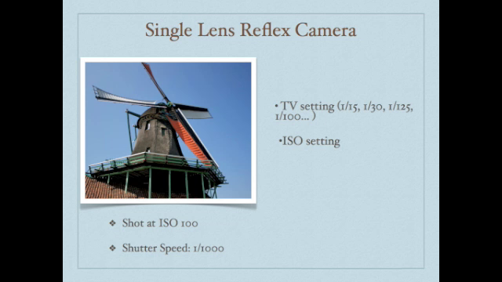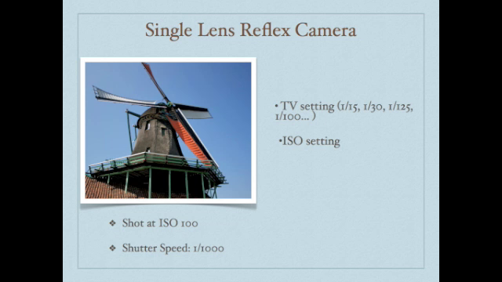Now, this was kind of interesting. This was when I was in Holland. This windmill was turning, but I wanted it to look like it wasn't. So I shot it, again, I was outside, so I shot it at an ISO of 100. My shutter speed was 1/1000th of a second. I let the aperture do its thing automatically.